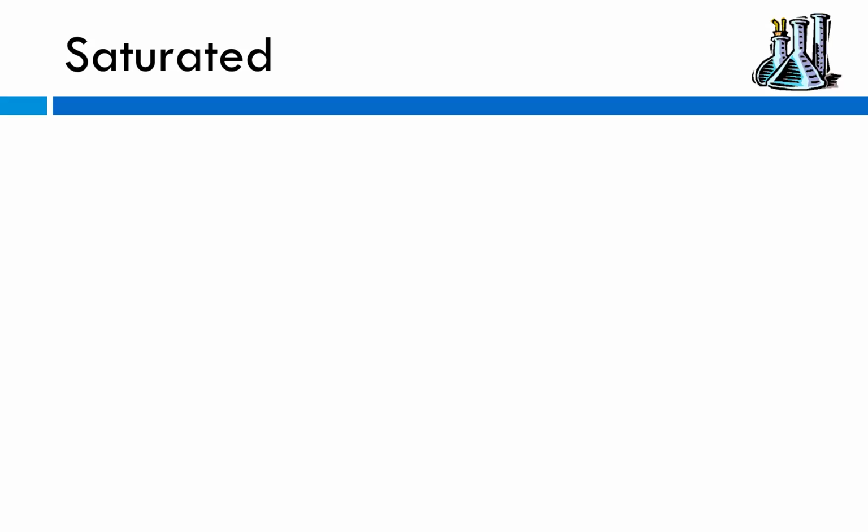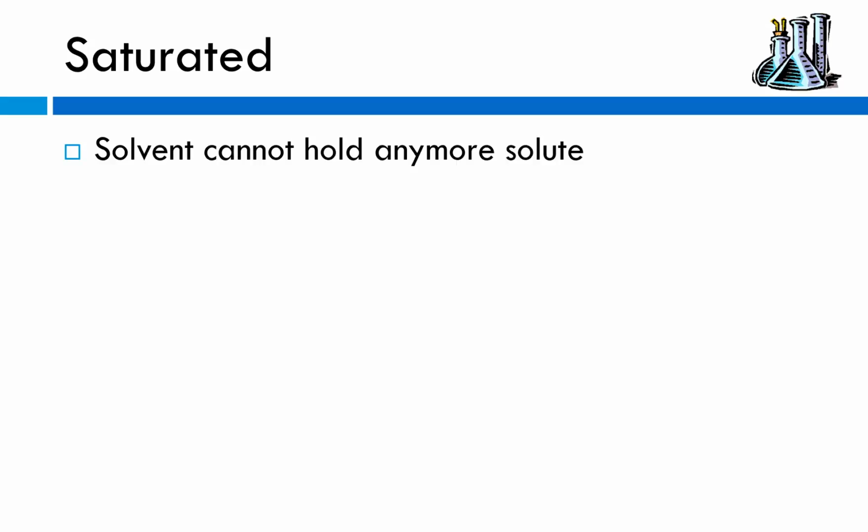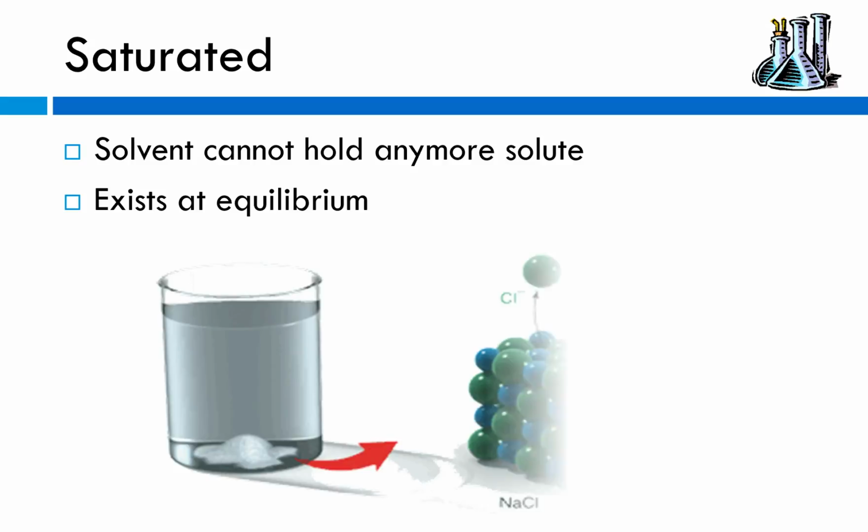If you keep on adding solute, and you do it slowly and carefully, eventually you get to a point where you hit the solute's saturation. This is when the solvent cannot hold any more solute. This is actually going to exist at equilibrium, and this is a topic that's come up a couple times now since we started talking about chemistry.